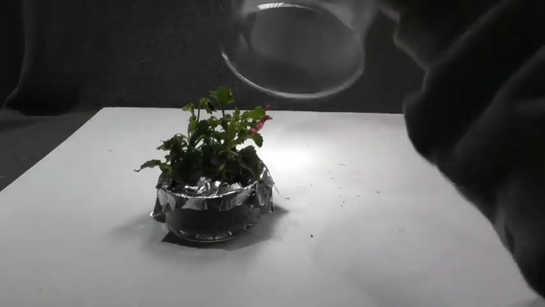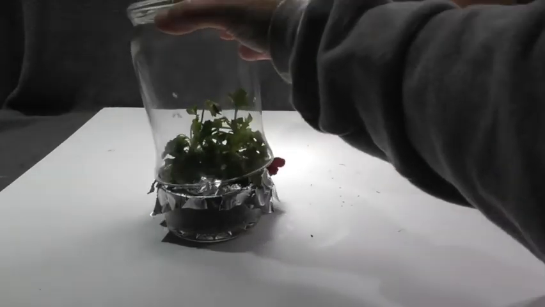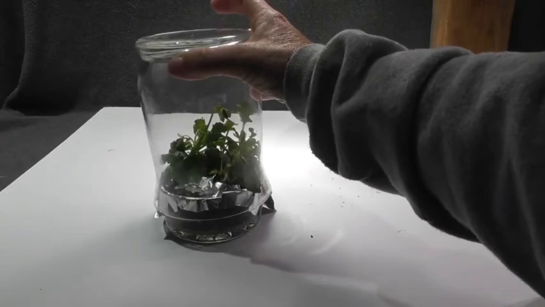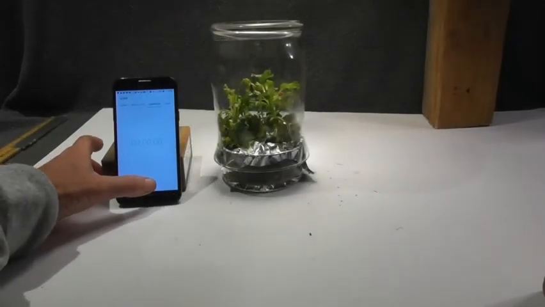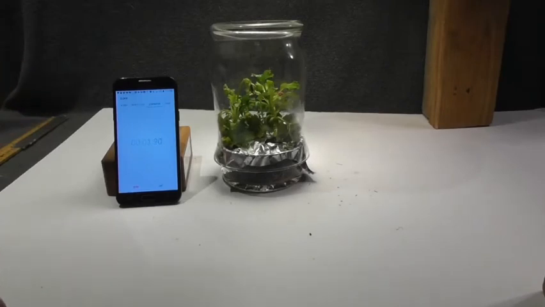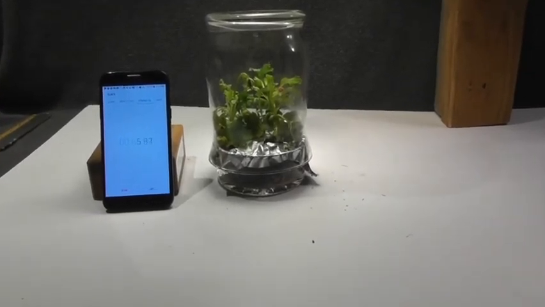Next, take the jar and then cover the plant. Okay, so we want to see the transpiration happen on the jar. So I make a timer. We will check every 30 minutes.